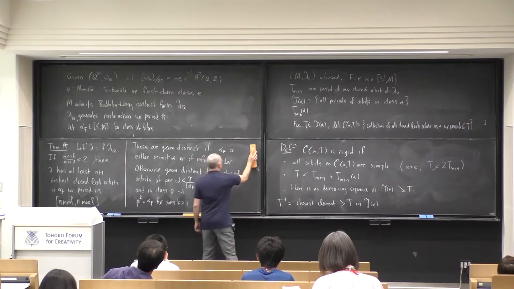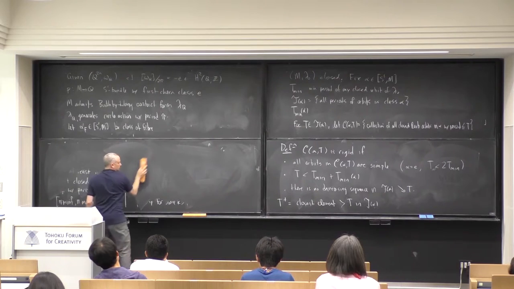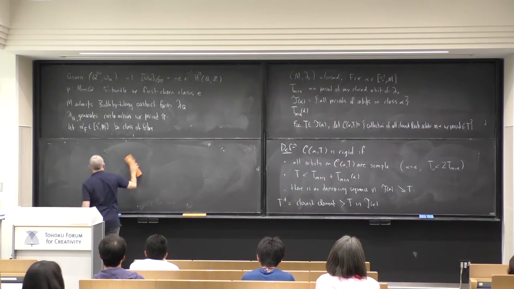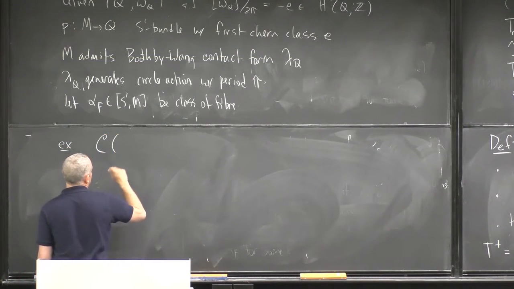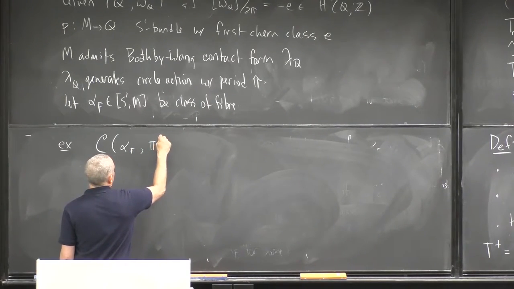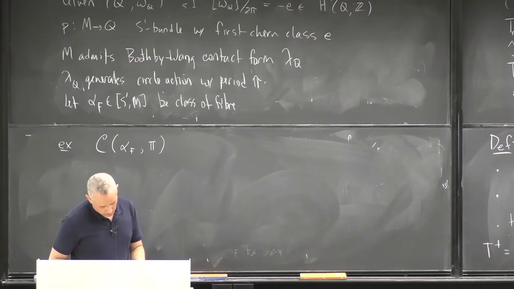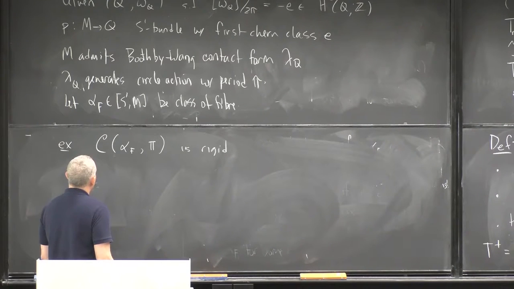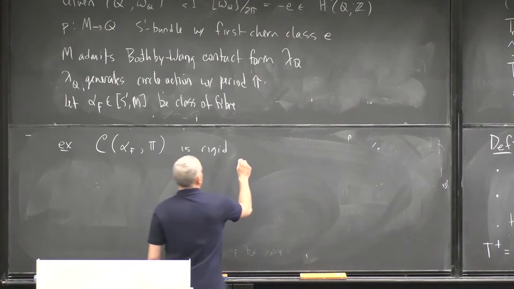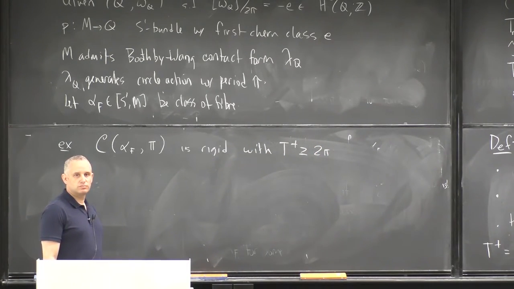So let's just describe what these things look like in some of the flows we've discussed. For example, if we look at the collection of orbits in the class of the fiber, and we choose T to be the period of the fiber, then this is rigid, and it depends on the homotopy class of the fiber, but at worst T plus is greater than or equal to 2 pi.